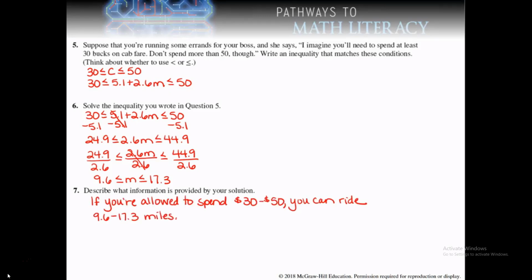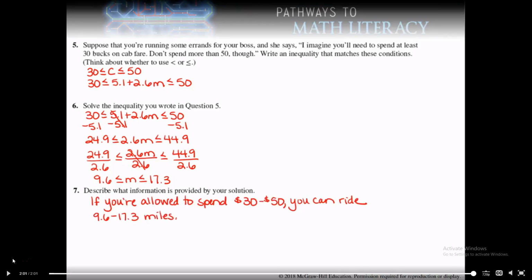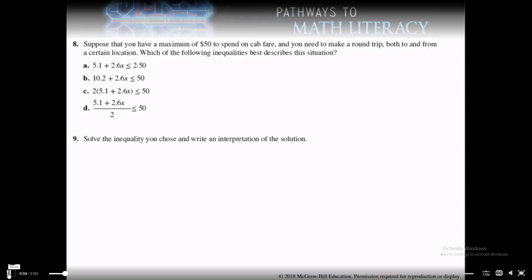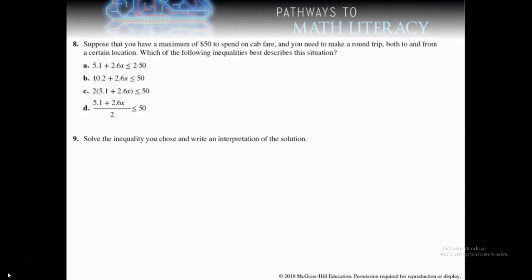Still looking at this cab ride formula, in question 8, suppose you have a maximum of $50 to spend, but you need to make a round trip. So which of these inequalities that are given best describes that situation? Well, they all say less than or equal, and that makes sense because we can't go over $50, so we want to be less than or equal.